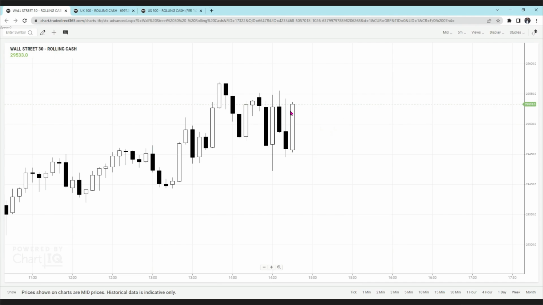I colored my cursor purple with a slightly larger arrow. I thought that might make it easier for you to see.